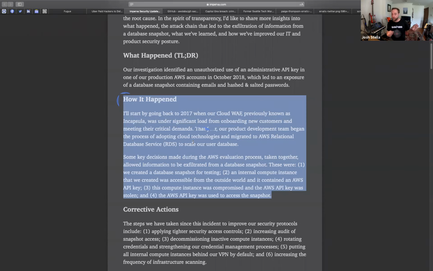So in the end, this is a cloud misconfiguration issue. This is getting access to that AWS API key and exploiting it, stealing that snapshot out. This is not about breaking into a database. They didn't break into the database. And you'll see this theme over and again. So back to thinking like a hacker.